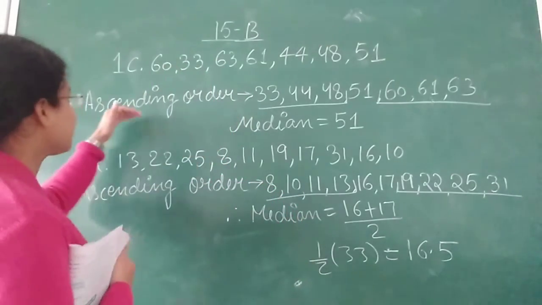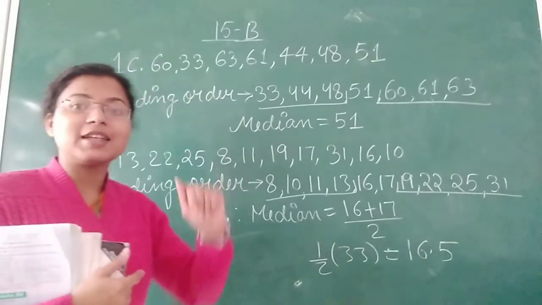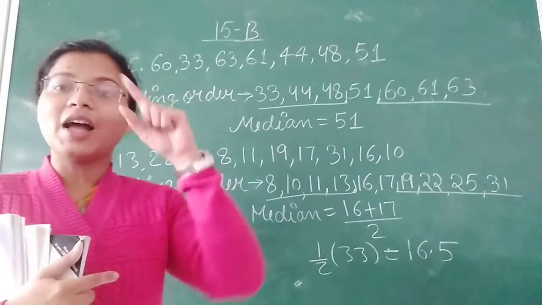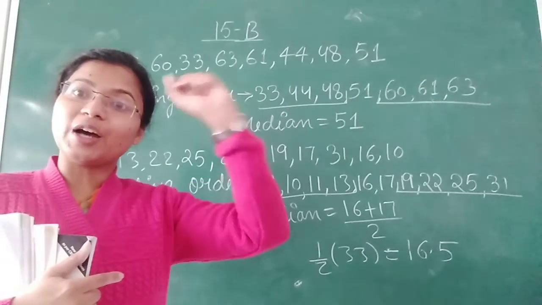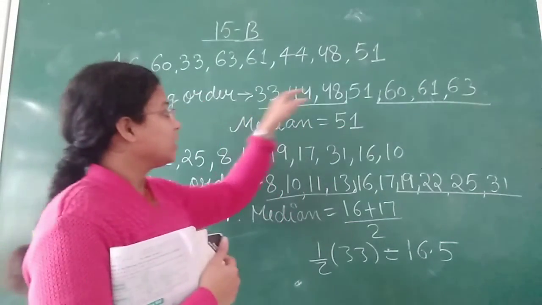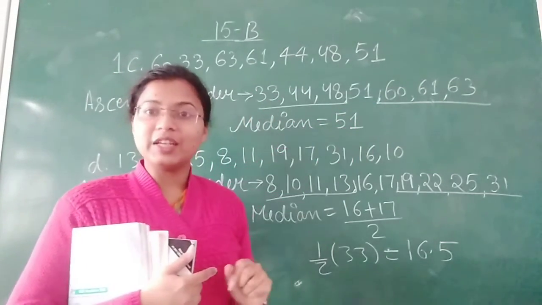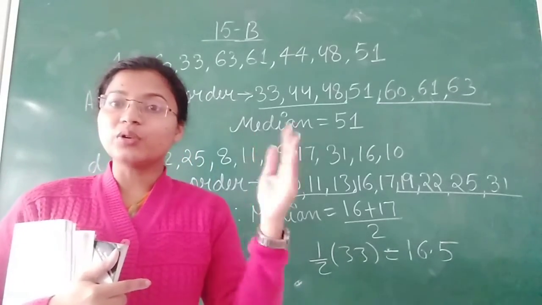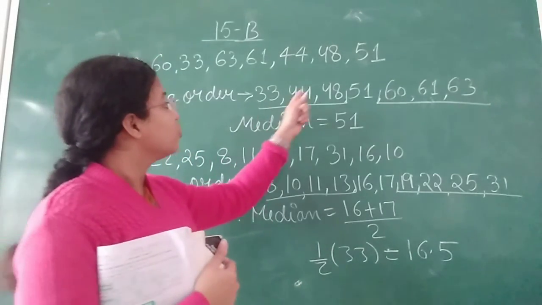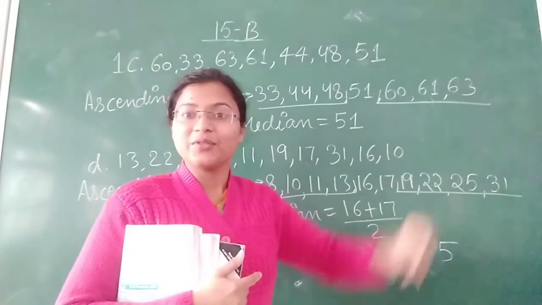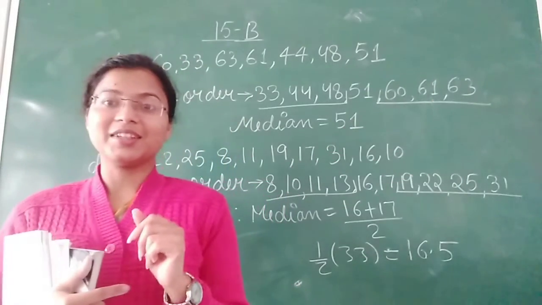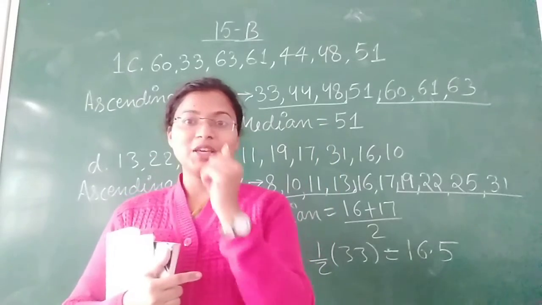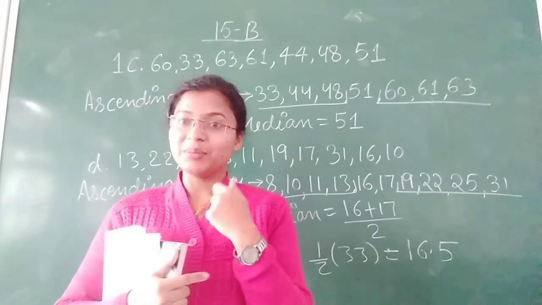So our first step is to arrange in the ascending order. Ascending means first we have to write the smaller one, and in the end we have to write down the greater one. So this is the arrangement of the ascending order. Now the second step should be to count the total numbers. So 1, 2, 3, 4, 5, 6, 7. We are having 7 numbers and 7 is an odd number. So we can directly divide them equally and we will get our median.